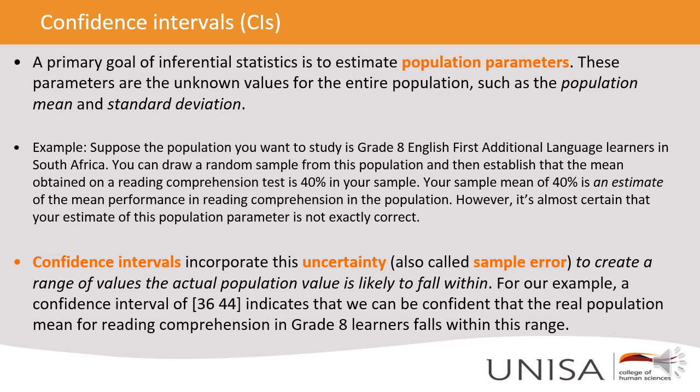Confidence intervals incorporate this uncertainty to create a range of values the actual population value is likely to fall within. For our example, a confidence interval of 36 to 44 indicates that we can be confident that the real population mean for reading comprehension in grade 8 learners falls within this range.